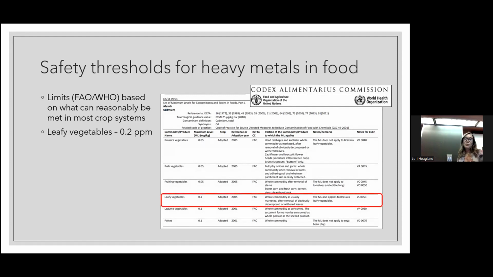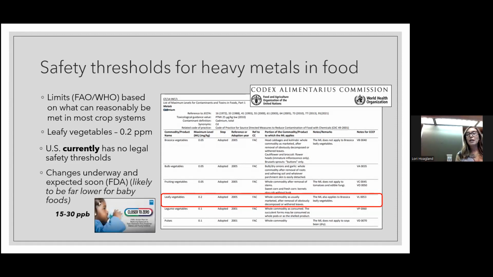So for leafy vegetables, the standard from the World Health Organization right now is 0.2 parts per million. So that's what we decided to focus on in this study. If you didn't know, the United States currently has no legal safety thresholds. So there aren't requirements, except if you export your crops, but we know that's going to be changing.